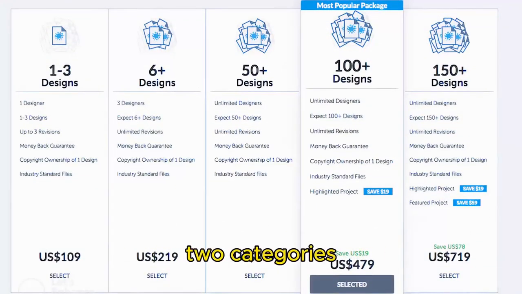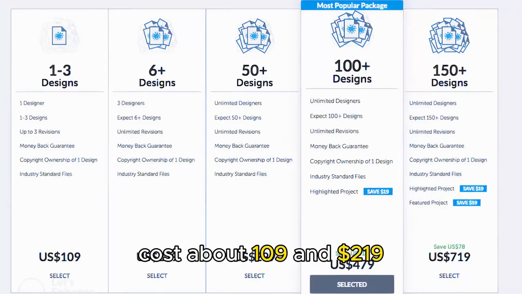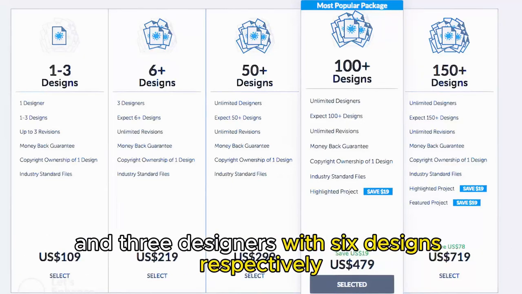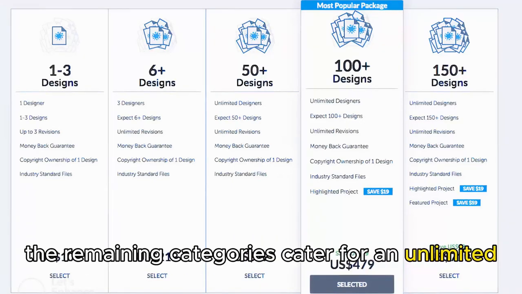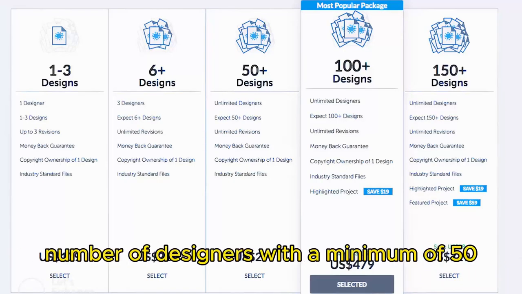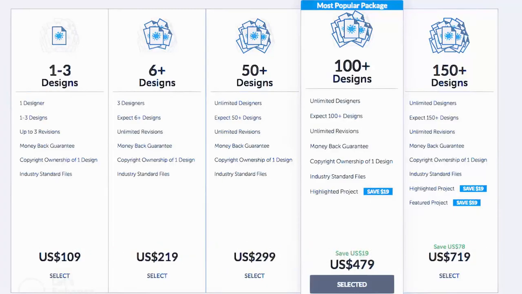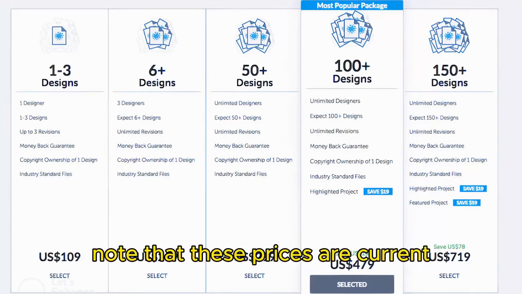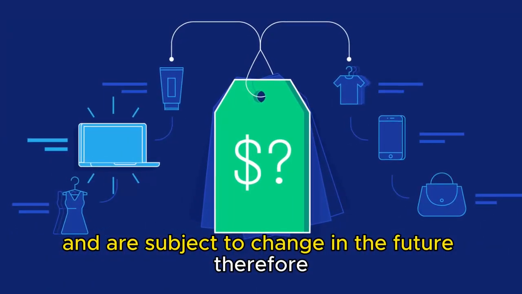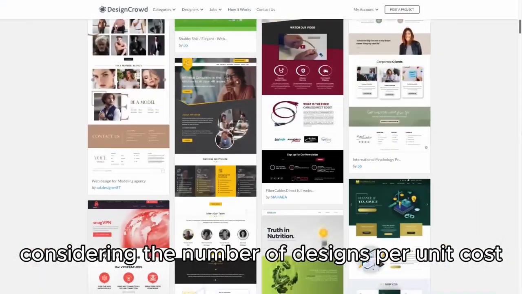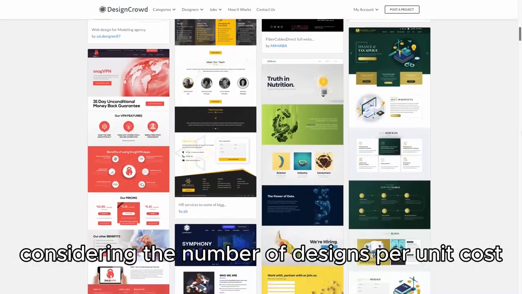Its low-cost 2 categories cost about $109 and $219, limited to 1 designer with 3 designs and 3 designers with 6 designs respectively. The remaining categories cater for an unlimited number of designers, with a minimum of 50, 100, and 150 designs each, at about $299, $479, and $719 respectively. Note that these prices are current and are subject to change in the future. Therefore, DesignCrowd's pricing categories are cost-effective, considering the number of designs per unit cost.